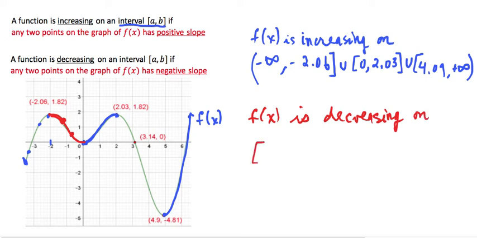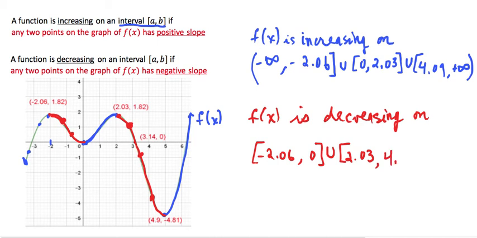on -2.06 to 0 in union with 2.03, so also this part right here. Any 2 points you pick along this red part of the curve, you draw a line between them, that line is going to have a negative slope. You pick a point here, you draw another line between them, that line is going to have a negative slope. So this is in union with 2.03, and again, we're looking at only the inputs here, to 4.9.